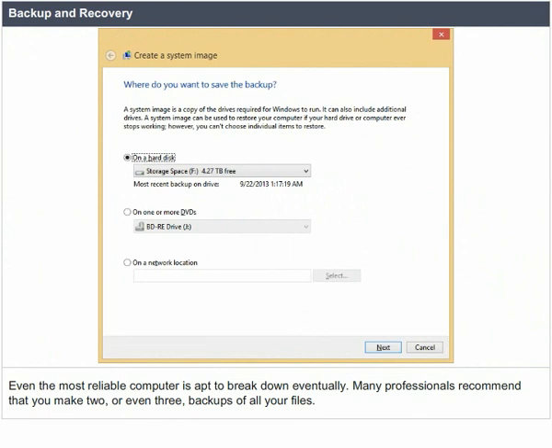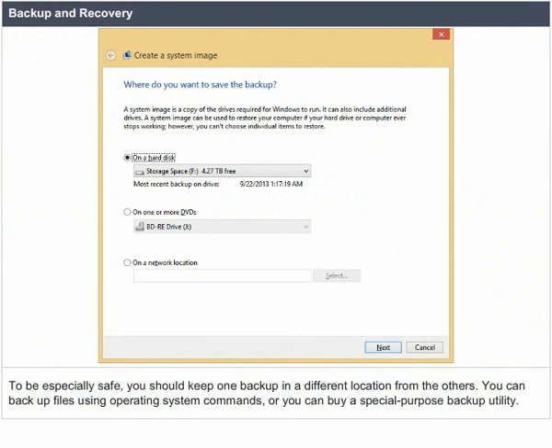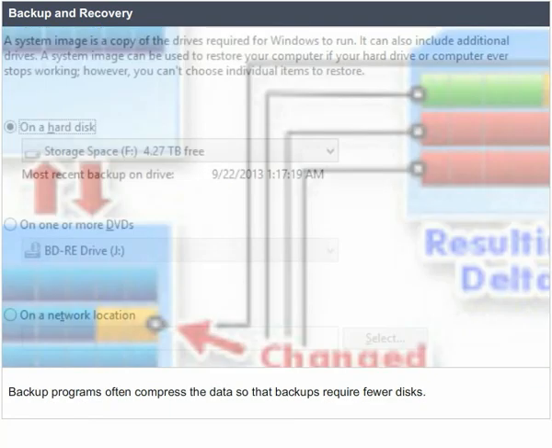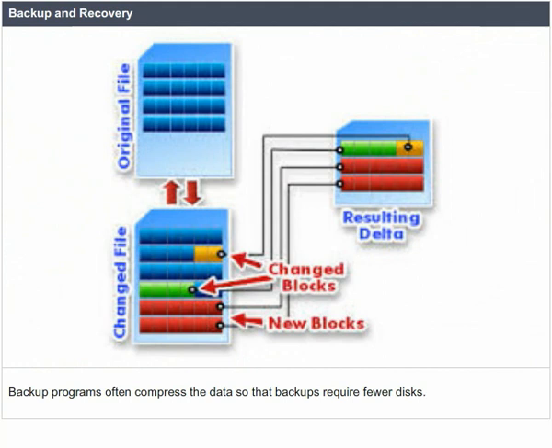Many professionals recommend that you make 2 or even 3 backups of all your files. To be especially safe, you should keep one backup in a different location from the others. You can back up files using operating system commands, or you can buy a special purpose backup utility. Backup programs often compress the data so that backups require fewer disks.